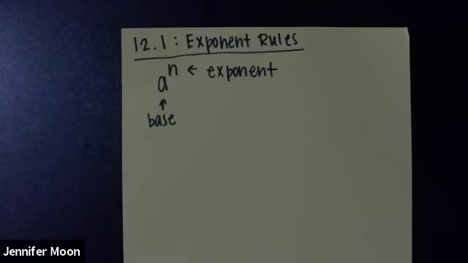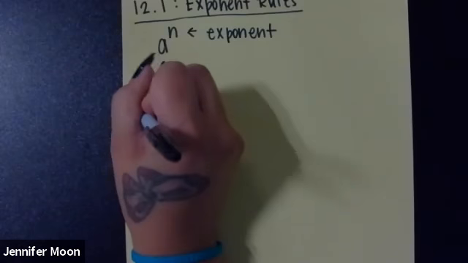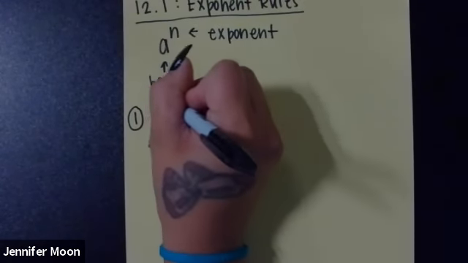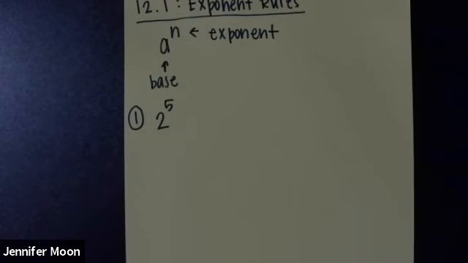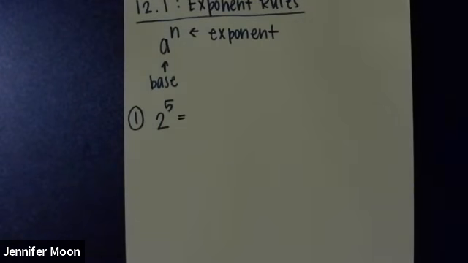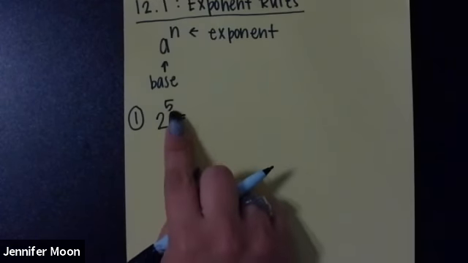And this will be a better example, so let's do this first example. Say we have 2 raised to the 5th power. It is like a little subscript. Okay? It's a little bitty 5 written up top. This does not mean 2 times 5. It is not 10. This is literally saying 2 times 2 times 2 times 2 times 2, right? It's the base multiplied to itself this many times.